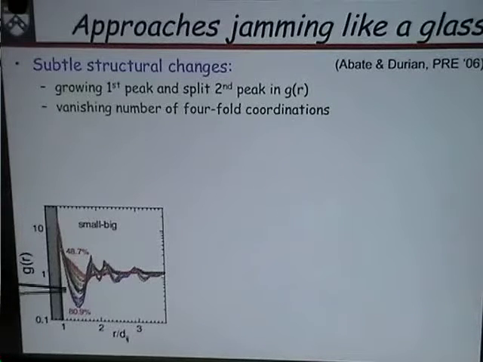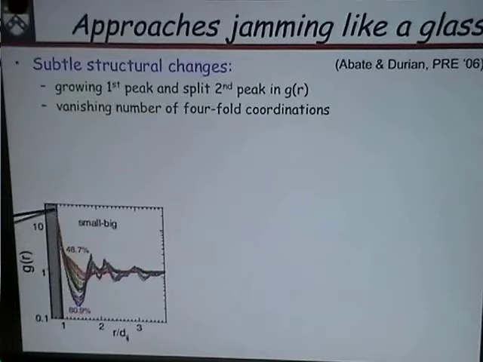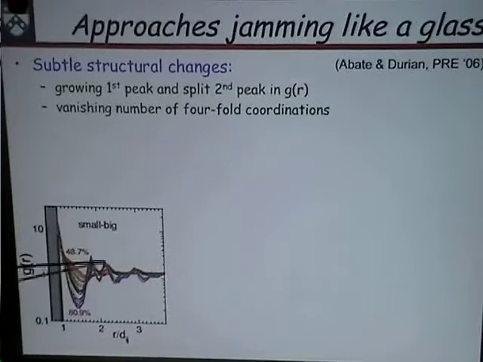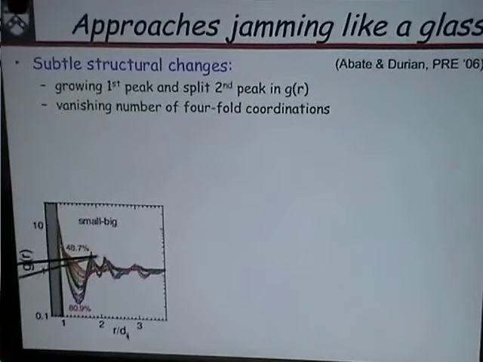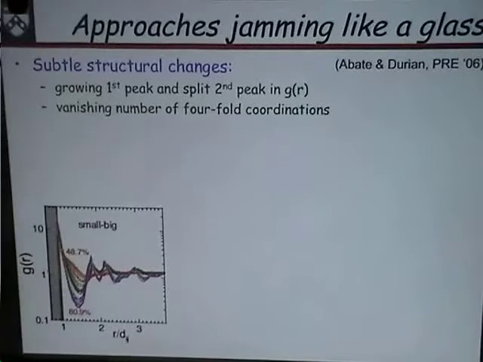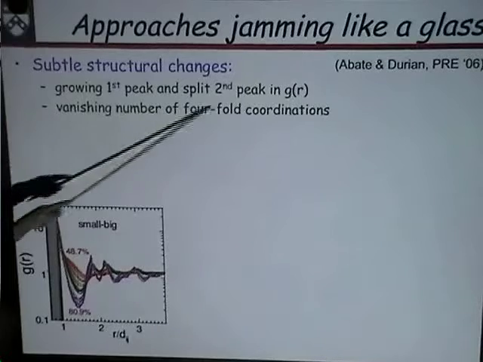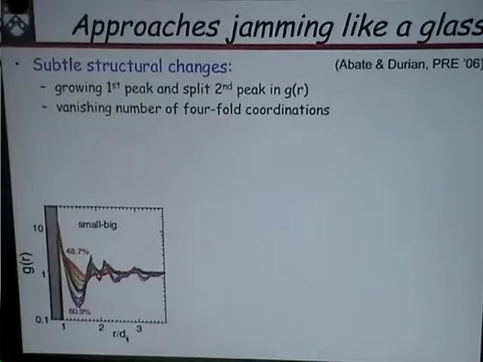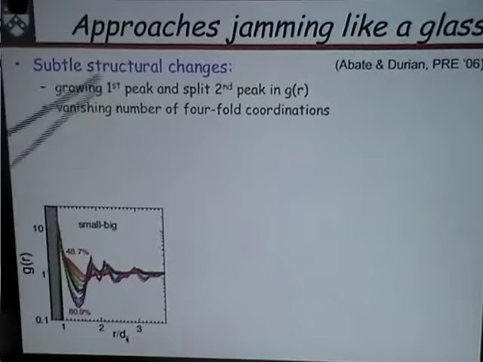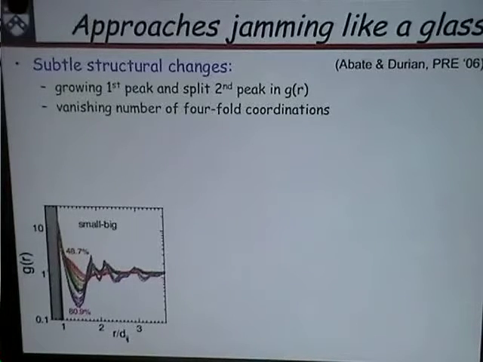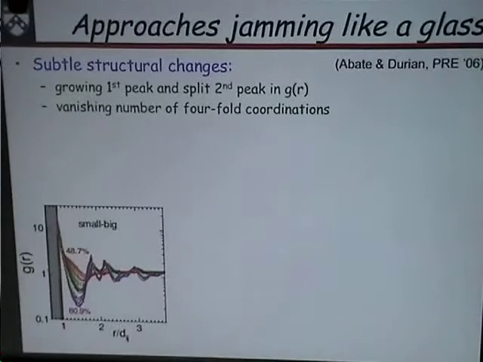At higher packing fractions, the first peak in the pair correlation function shoots up. The second peak bifurcates; it gets a double peak. So that's a standard thing. If you like to count coordination numbers of the particles, the probability of finding a fourfold coordinated grain goes to zero sort of continuously at the transition. So there's a host of very subtle structural changes that have to do with local ordering, nothing we can tell in long-range ordering.